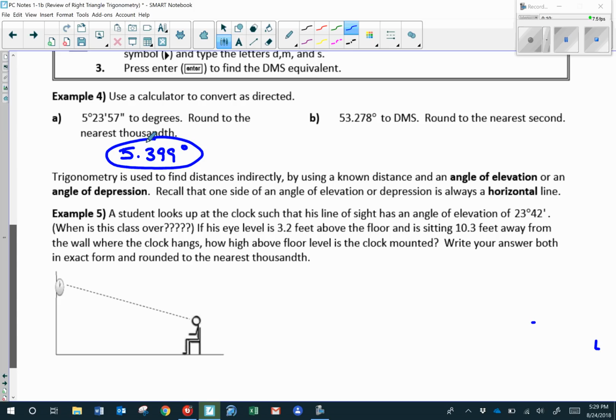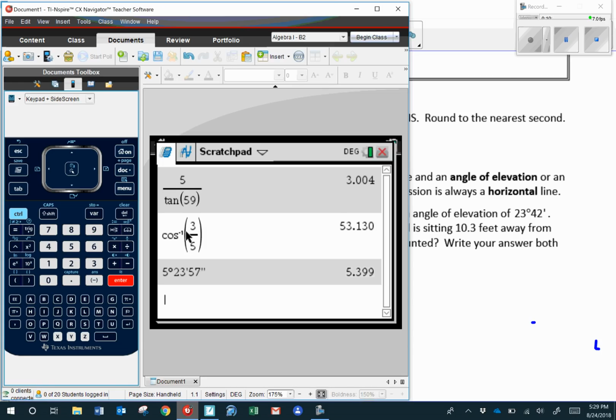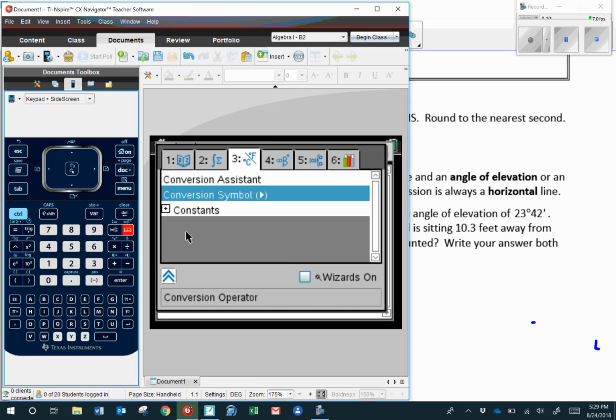In part B, we're converting in the opposite direction from a decimal degree measure to degrees, minutes, and seconds, and this time we're rounding to the nearest second. So in order to do this, we just need to type in 53.278 degrees, and then we're going to convert that. In order to convert, we're going to use this little key over here that has a little book on it. That's also right next to that template key that we just used.